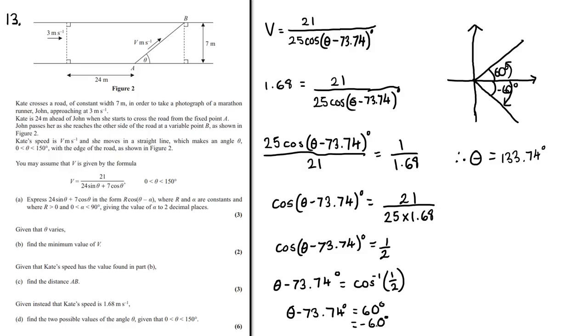And I've also got minus 60 plus 73.74. Again, just put that in your calculator, and what you get then for theta is 13.74. Okay, and there we have it. So those are our two possible values of the angle theta, given that theta is between 0 and 150 degrees. So that gives us the solution to part D, gets us the final 6 marks, and that completes question 13. Like I said, definitely not an easy question. There's a couple of tricky parts in that question, but hopefully you find that quite a nice challenge.